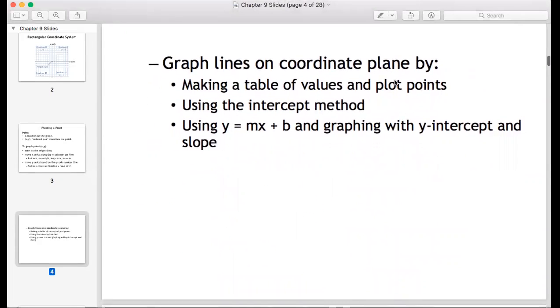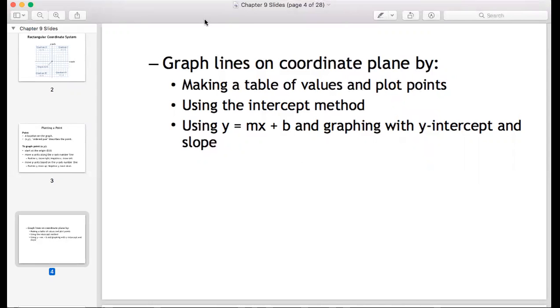When we graph a line on a coordinate plane, there are 3 different ways that we can graph that line. The first is to make a table of values and points. So if I give you an equation and I give you the X values, you can substitute the X values into the equation and solve for Y, and that will give you your Y coordinate, and then you just plot those points, and we'll see that in one of the assignments.